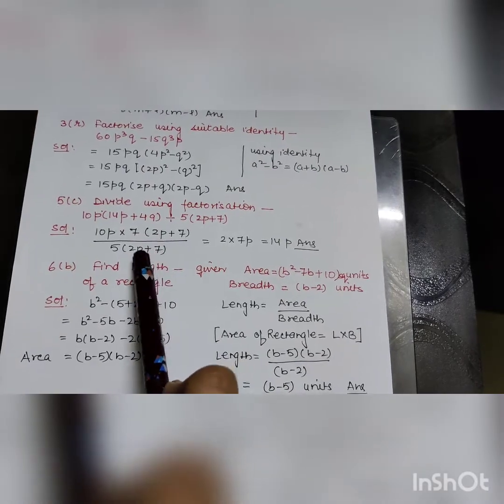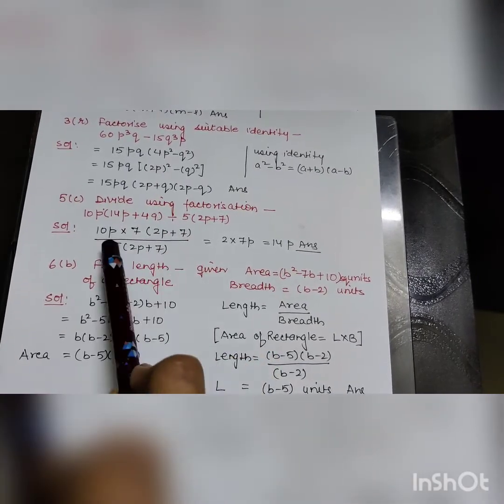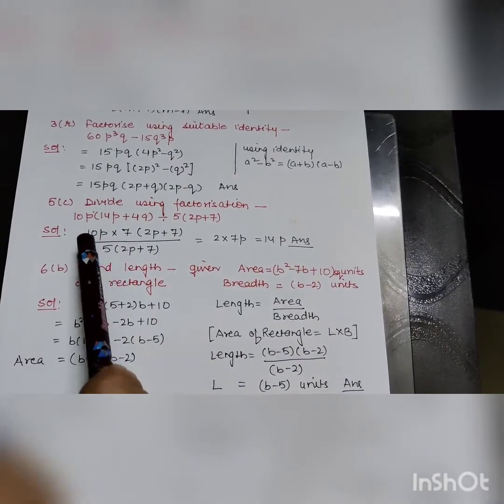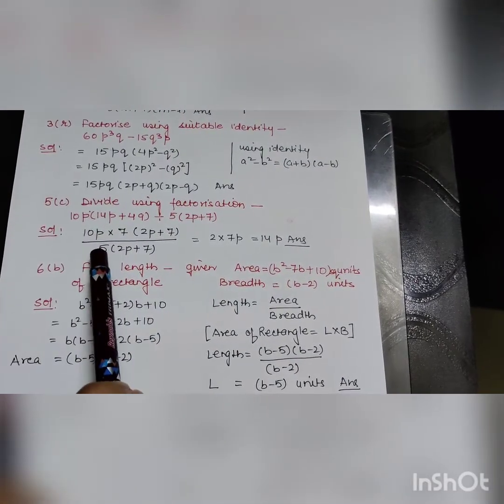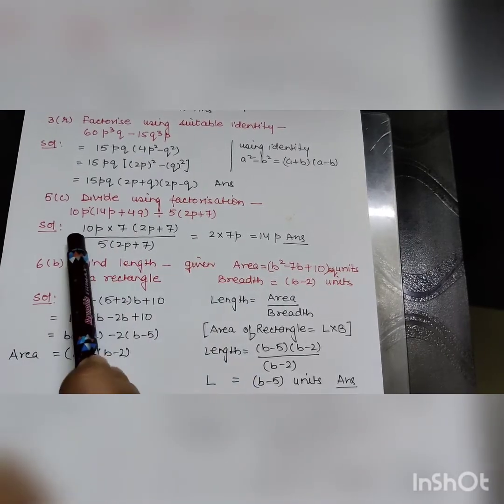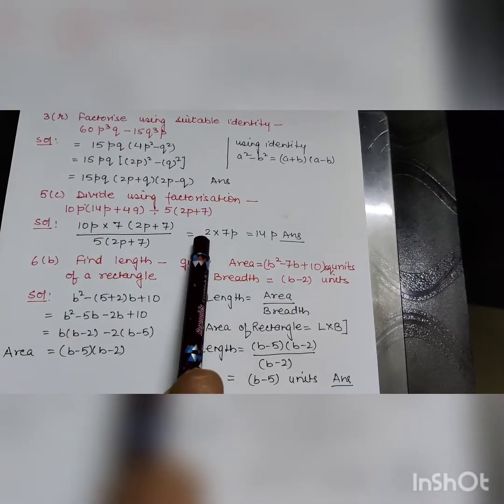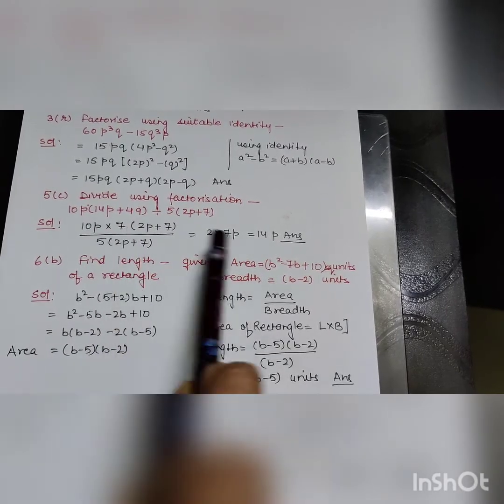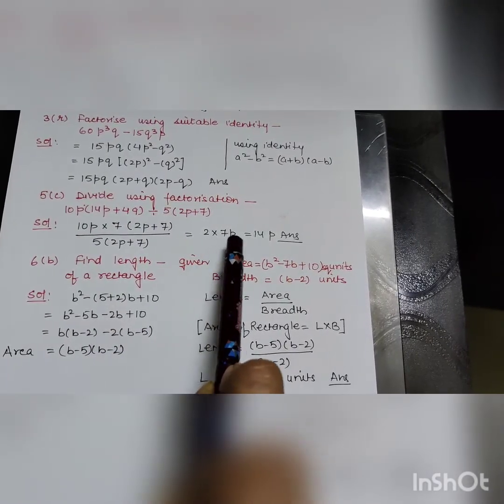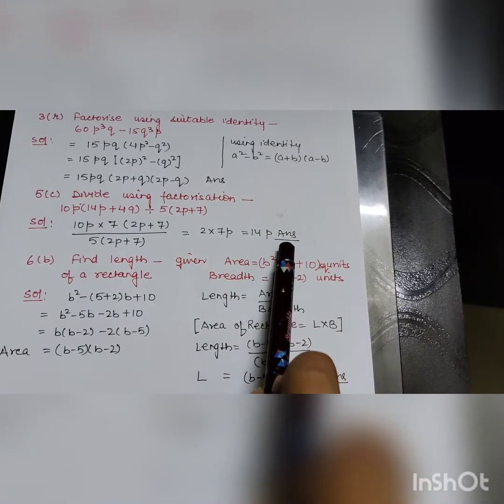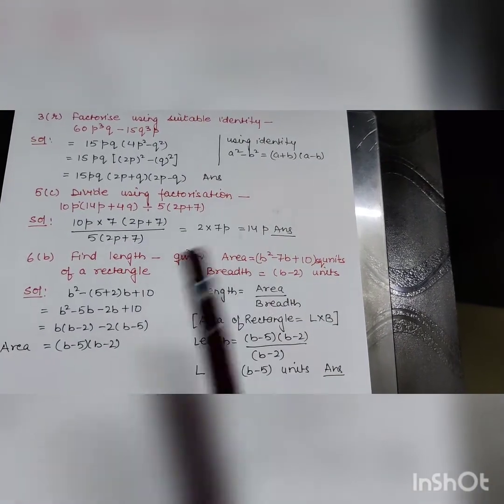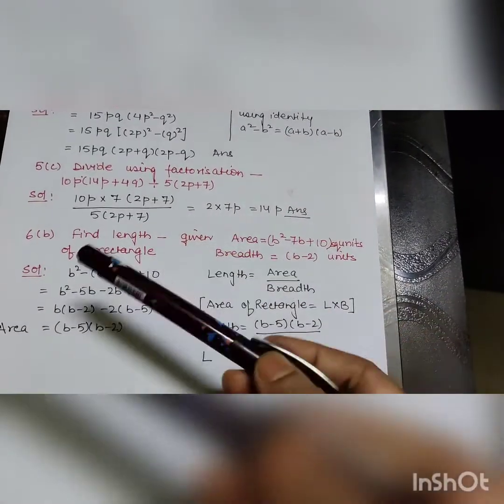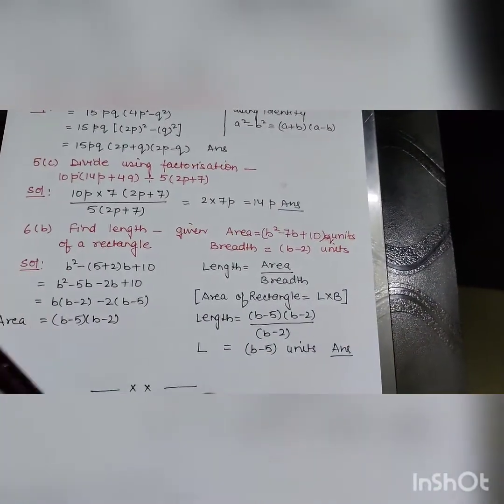After cancelling 2P plus 7 with 2P plus 7, and 10 with 5: 5 2s are 10, so here we are left with 2. We are left with P, and we are left with 7. So we have got 2 into 7P, that is 14P. And this is the answer, that we have done the division after factorization, or using the method of factorization.